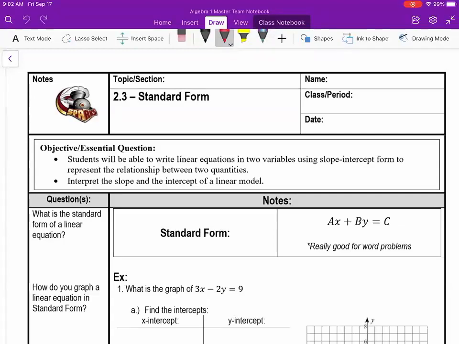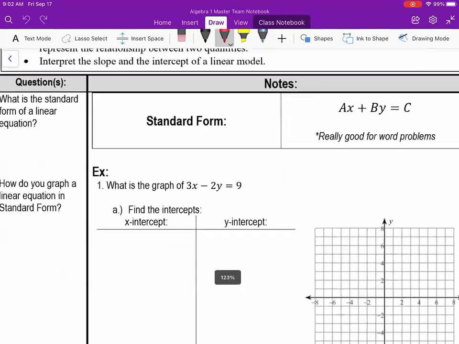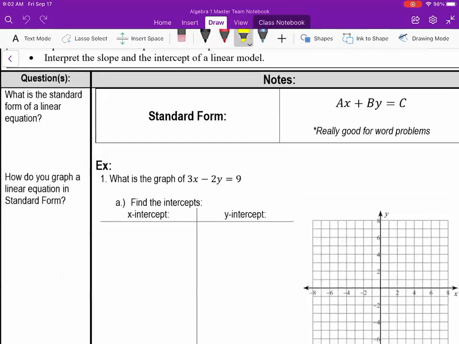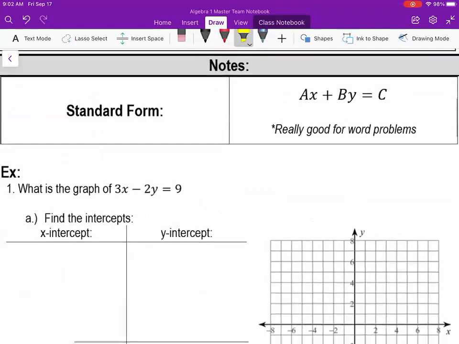All right, today we're going to go over 2.3 standard form. All right, let's go ahead and answer the first essential question, which is what is the standard form of a linear equation? So let's identify what makes the standard form be a standard form. The standard form of a linear equation is Ax + By = C.